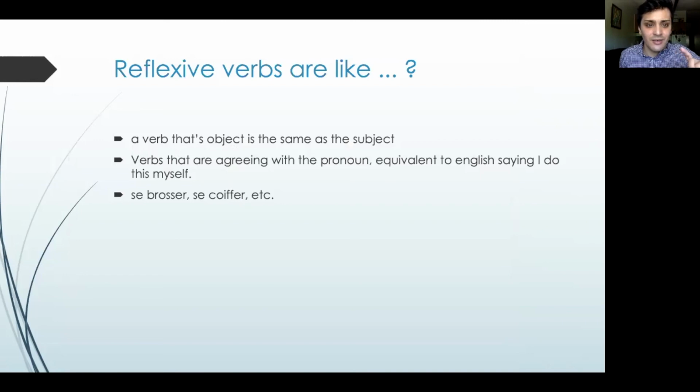This one, verbs that are agreeing with the pronoun, equivalent to English saying I do this to myself. Again, this is more of a definition. I should have been more clear as to what I wanted. But it's not wrong. Neither of these are wrong, so that was good. They both defined it correctly. And this one, they just gave examples. But they were all kind of like that. I just chose the three that were the most illustrative of the bunch.